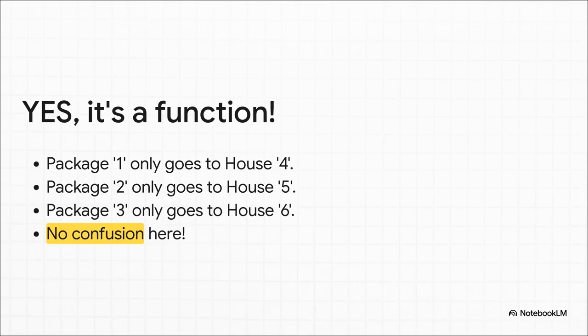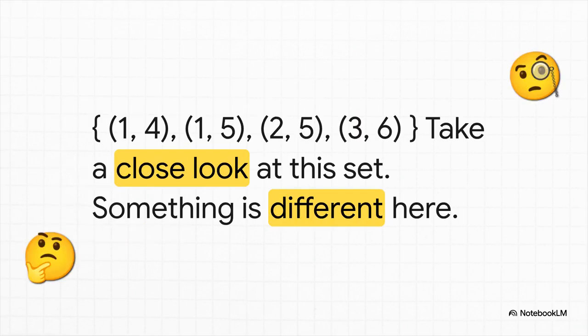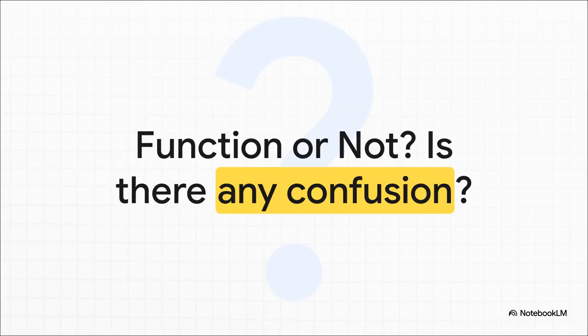Package 1 has one destination, house 4. Package 2 has one destination, house 5. And package 3 goes to house 6. The instructions are totally clear. No confusion at all. Okay, awesome. Let's try another one. Take a really close look at this set of instructions. Something's a little different this time. So again, ask yourself, function or not?